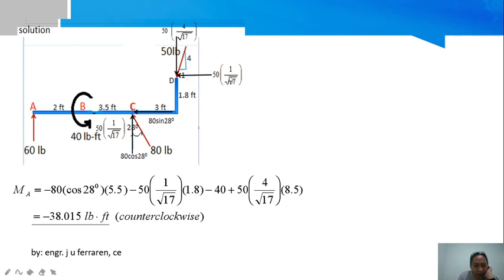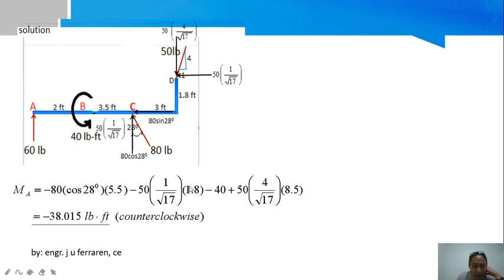If the push is applied here, and my moment center is here, the force will produce a rotation. That is still counterclockwise, right? So that means this is 50, then the distance to A is still 1.8. So it is 50 times the reduced component multiplied by this distance, which remains 1.8.